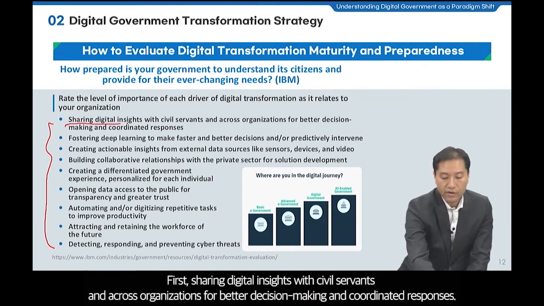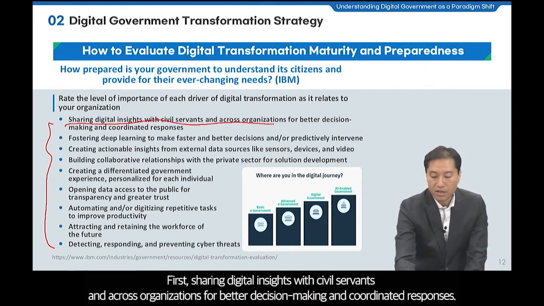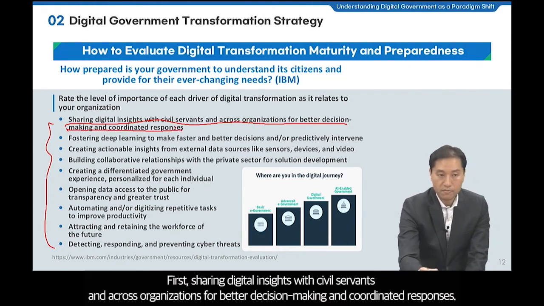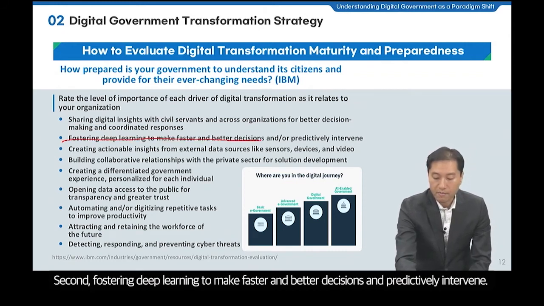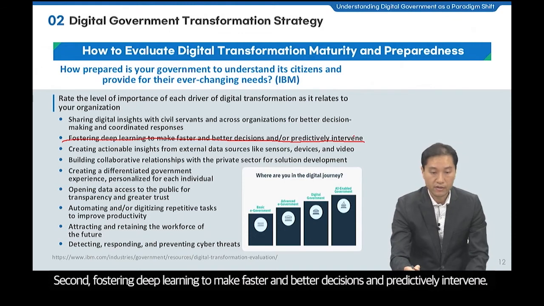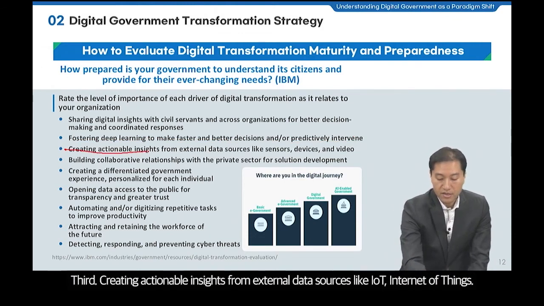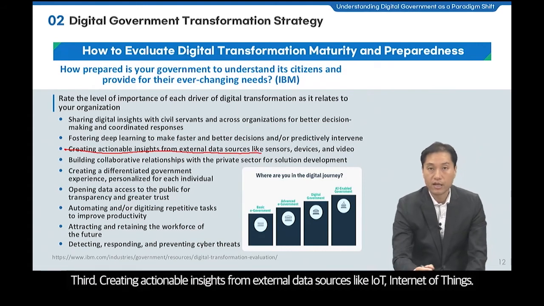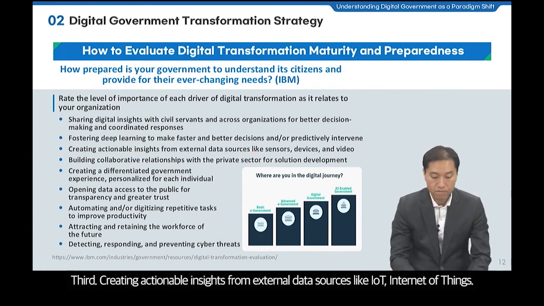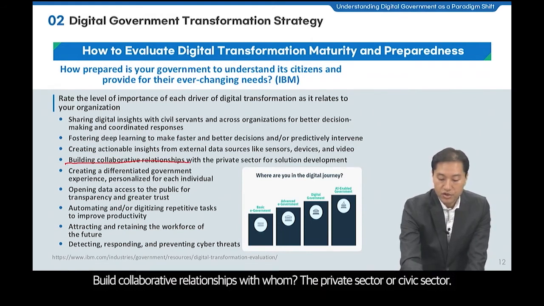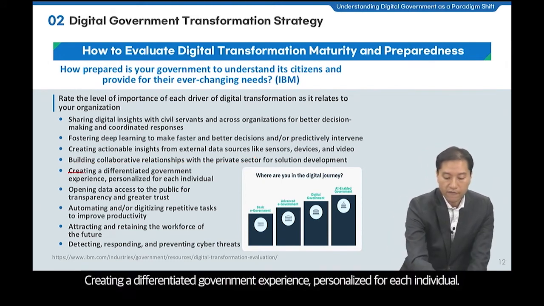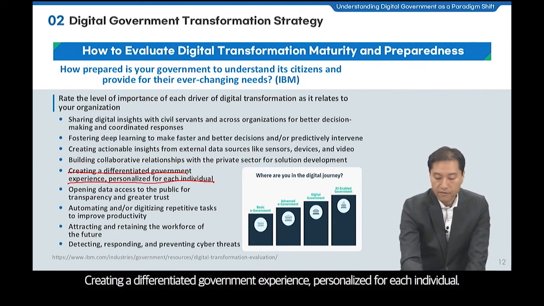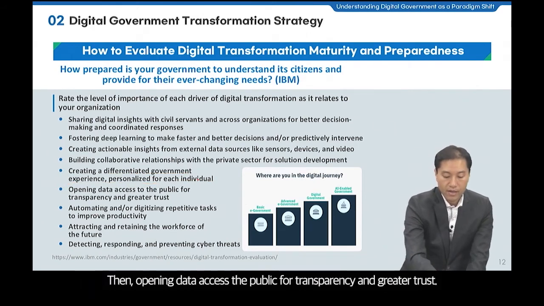First, sharing digital insights with civil servants and across organizations for better decision-making and coordinated responses. Second, fostering deep learning to make faster and better decisions and predictively intervene. Third, creating actionable insights from external data sources like IoT, Internet of Things. Build collaborative relationships. With whom? The private sector or civic sector. Creating a differentiated government experience personalized for each individual. And then opening the data access to the public for transparency and greater trust.